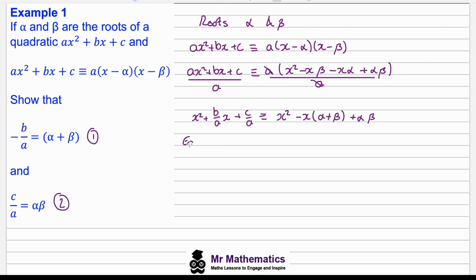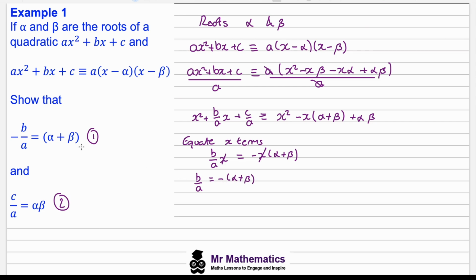If we equate the x terms, we can see on the left-hand side, we have b over a multiplied by x must be exactly the same as the x on the right-hand side. So negative x lots of alpha plus beta. We can divide both sides by x, so these will go. So we have b over a will equal negative alpha plus beta.